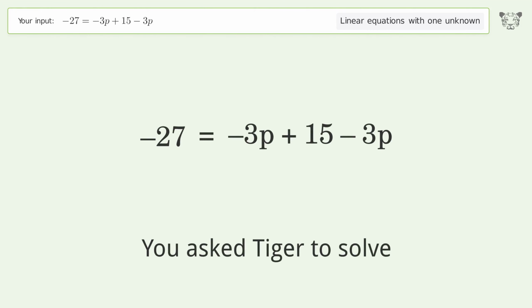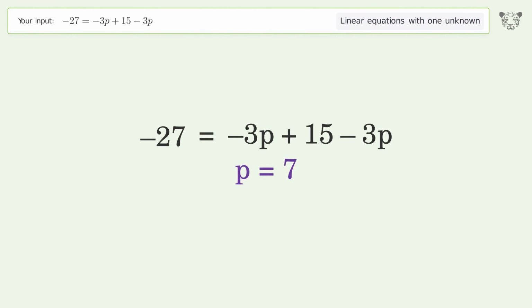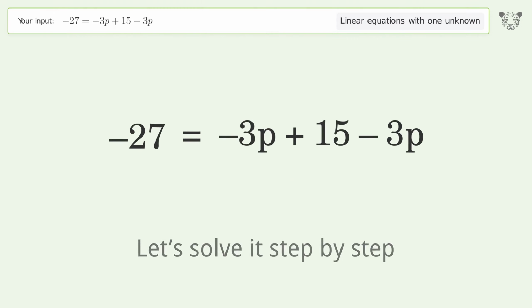You ask Tiger to solve. This deals with linear equations with one unknown. The final result is p equals 7. Let's solve it step by step.